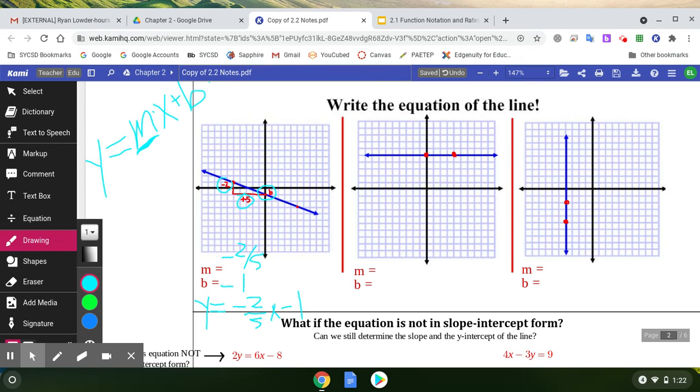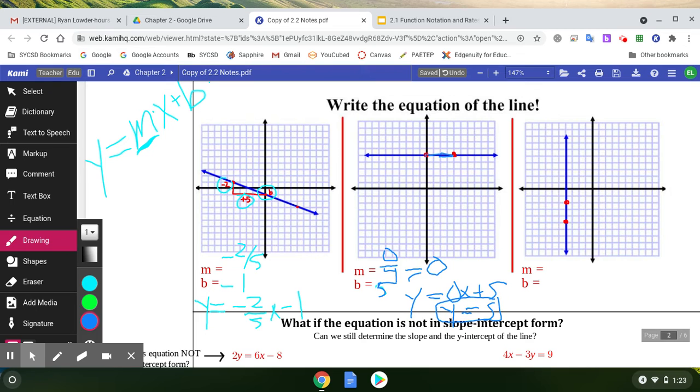In the second graph, this is another example of a special case. So if we count, the b value is 5. But now if we look at our rise and our run to get from this point to this point, I have a run of 4, but now my rise is 0. But if you think about it, 0 divided by 4 is still just 0. So our slope in this case is 0, meaning we could write the equation as y equals 0x plus 5, but that simplifies to the equation y equals 5.